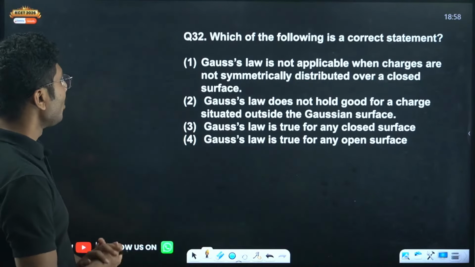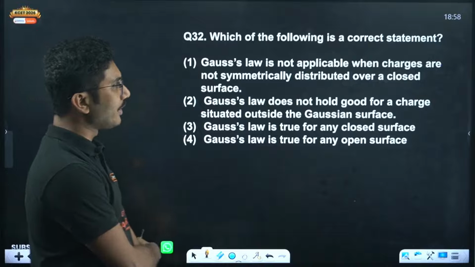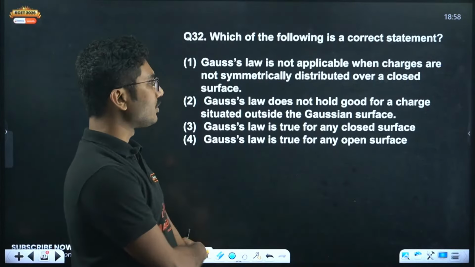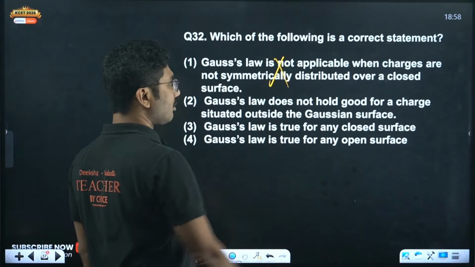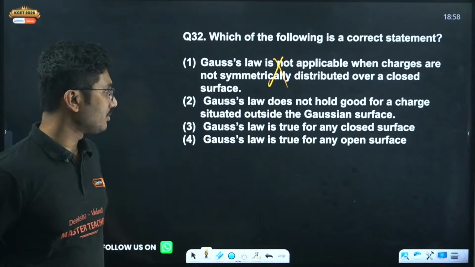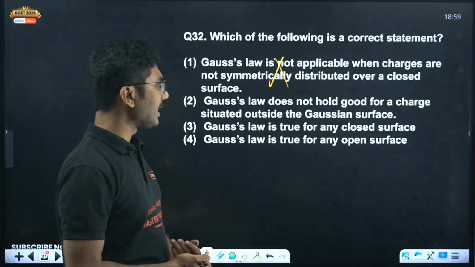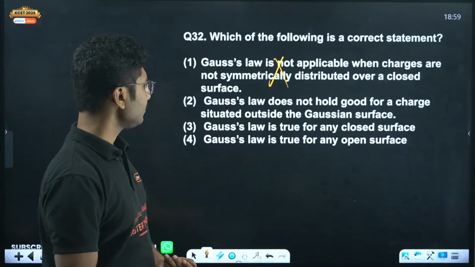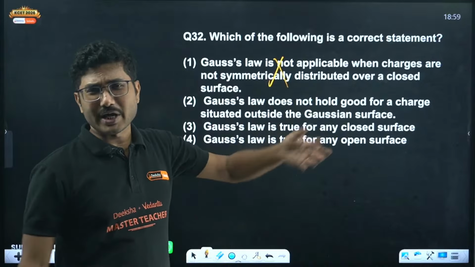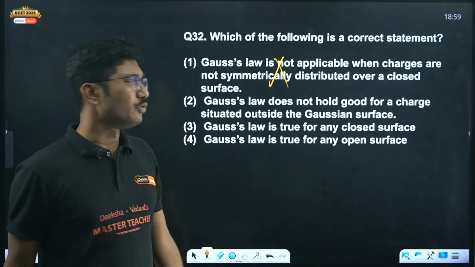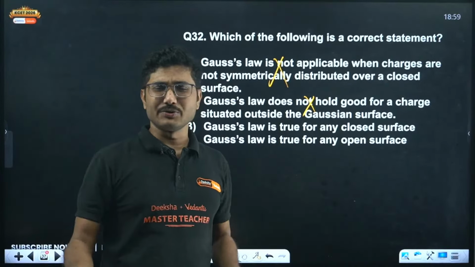Next question. Which of the following is a correct statement? Gauss's law is not applicable when the charges are not symmetrically distributed over a closed surface. So this is not correct, because Gauss's law is always applicable no matter how the charge is distributed. Gauss's law does not hold good for a charge situated outside the Gaussian surface. Now Gauss's law does not consider any charge outside the surface, so Gauss's law always holds true. So this is also not correct, because Gauss's law does not care if charge is outside or inside.